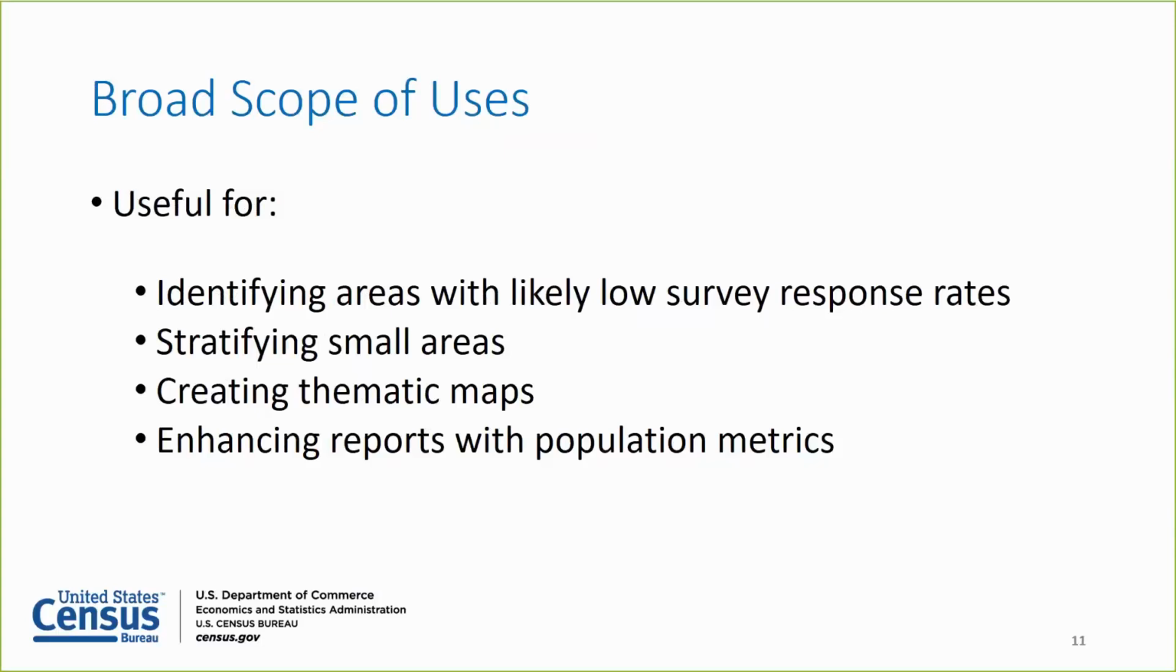Okay. This data has a broad scope of potential uses. It's useful for identifying areas with likely low survey response that you're going to need to target additional effort to get people to respond. Stratifying small areas on different characteristics, if you want to do age or income, any kind of variable that's available, you can stratify. Creating thematic maps, which is what the ROAM does for you. It takes the planning database data set and makes beautiful tract-level maps, as Suzanne will show you. And you can enhance your reports with population metrics. So if you're doing a report on DC, you can calculate different characteristics for DC, as I will do later in the presentation.